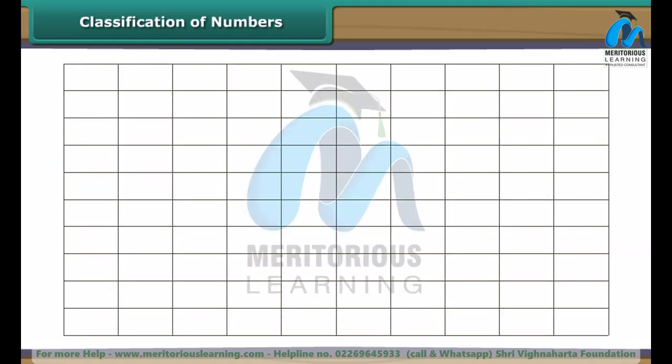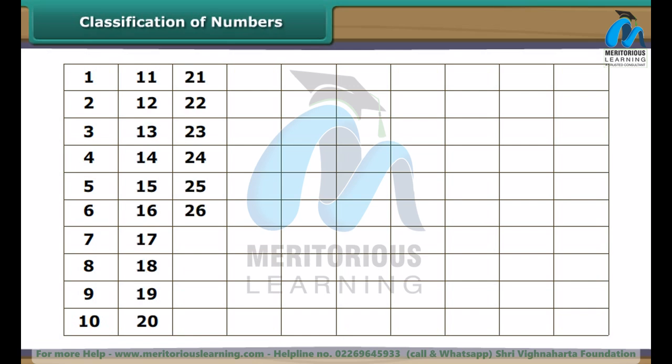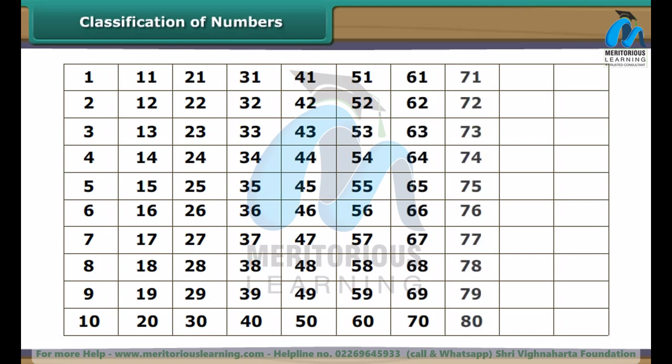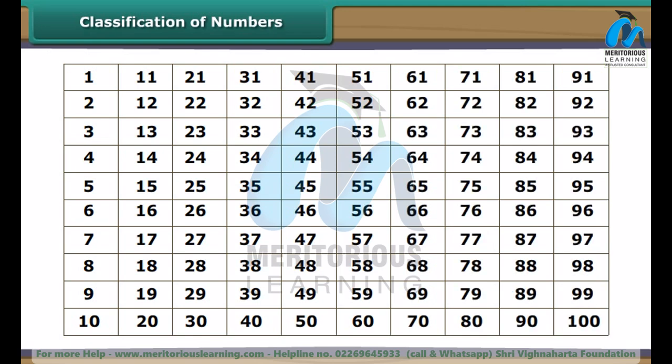We draw a table of 10 columns. In the first column, we list the numbers from 1 to 10. In the second column, the numbers from 11 to 20 and so on. Thus, in the last column, we list the numbers from 91 to 100. We cross out numbers that are not prime and circle those that are prime.